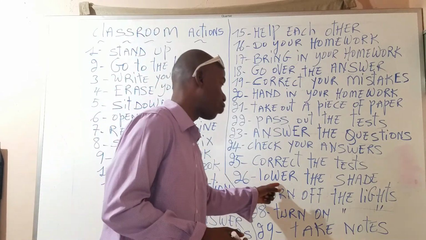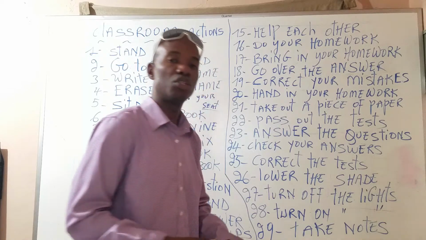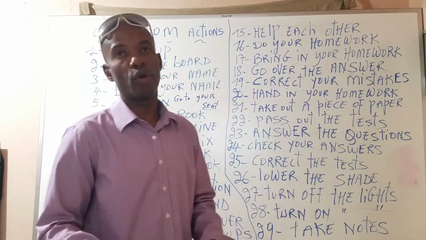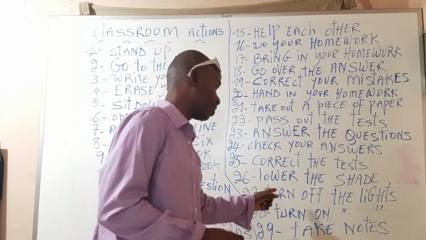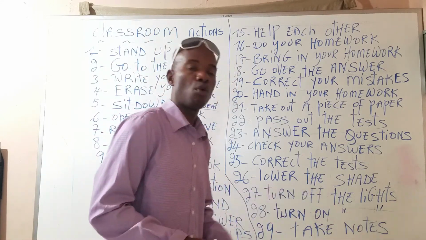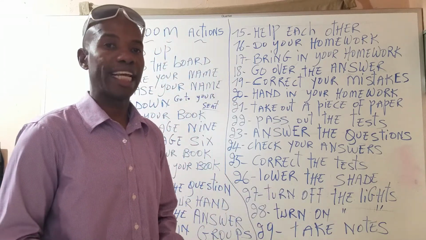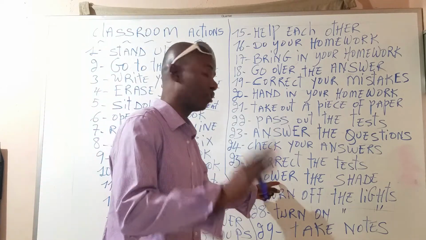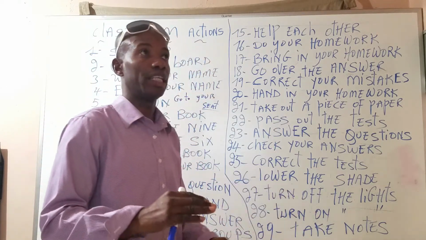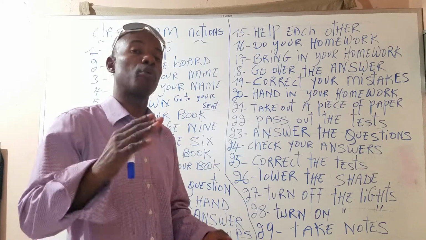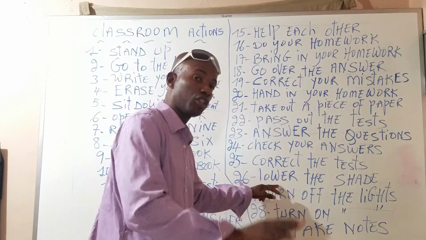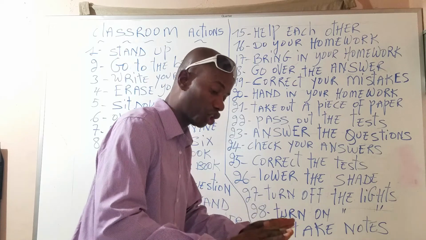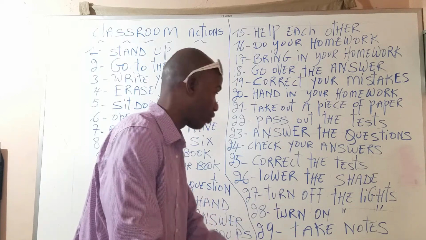You understand that? Lower the shade. You understand? Shade is like a place where there is no sun. But in this case, when I say lower the shade, when you have a projector in a classroom, I say lower the shade because the shade is probably too much up. You understand? Too much up. That's why I say lower the shade. I need the shade a little bit lower. I don't need it up.